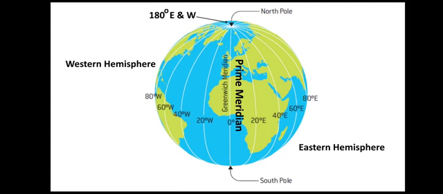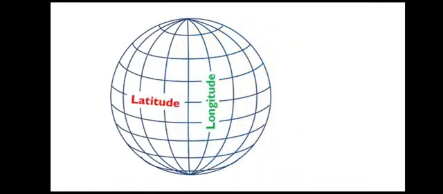One can know any point on the globe very easily if he knows its latitude and longitude. The latitudes and longitudes cross each other and form a network, which is called a grid. The grid helps us in locating places. The point at which the parallels and meridians cross each other denotes the location of that place.